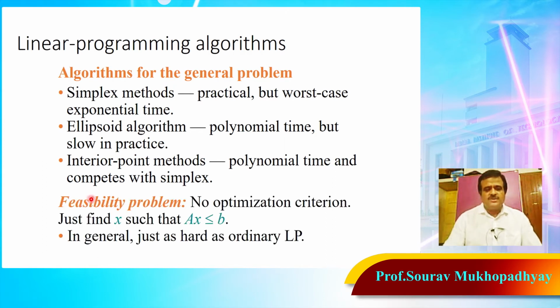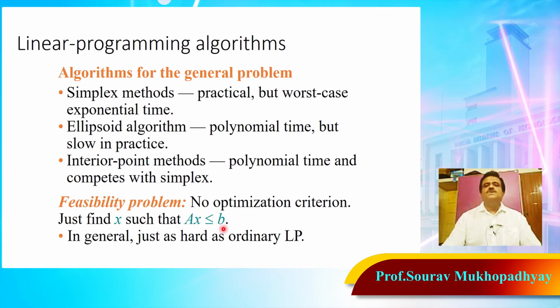Now, we will see how, if you consider only the feasibility condition, where we do not have any function to be optimized, there is no function which you have to minimize, you only have to find x such that the system is satisfied. That problem is as hard as the original ordinary linear programming problem. So we will mainly consider this feasibility problem.